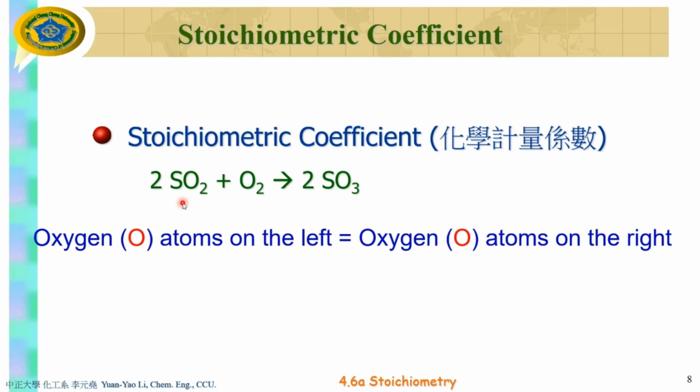So for example, if you have 4 oxygen atoms plus 2 oxygen atoms, then that needs to be equal to 6 oxygen atoms from the right, right? Okay, so how can we do that? We need to put numbers in front of the species in this equation. And 2, 1, 2 is what we call the stoichiometric coefficients. Okay?